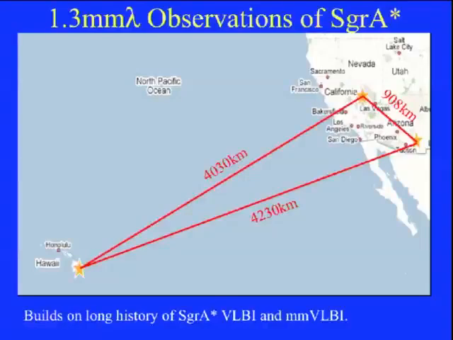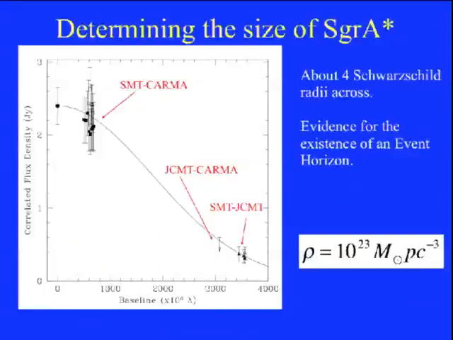Now, when you do that, you can make measurements like the ones I'm going to talk about right now, in which we took one dish in California, one in Arizona, and one in Hawaii to observe Sagittarius A star, that 4 million solar mass black hole in the center of the galaxy. And this builds on a long history of work by many dedicated people who have been pursuing this for a long, long time. And we found something really interesting.